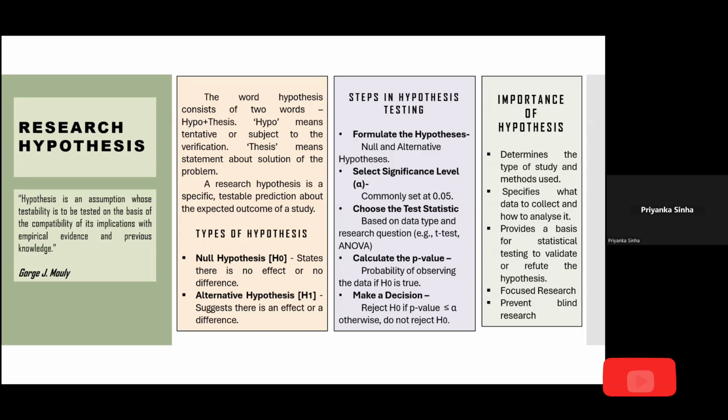Choose the test statistics based on the data type and research question. There are many statistical tests we can apply, like t-test, ANOVA, chi-square test, and so on. Calculate the p-value, the probability of observing the data if H0 is true, and make a decision. The importance of a hypothesis is that it determines the type of study and methods used, specifies what data to collect and how to analyze it, focuses research, and prevents blind research.